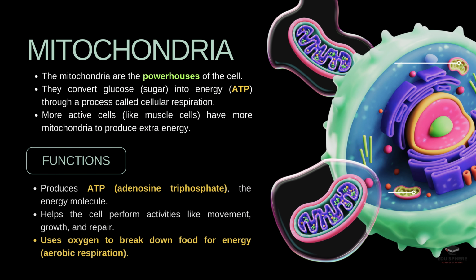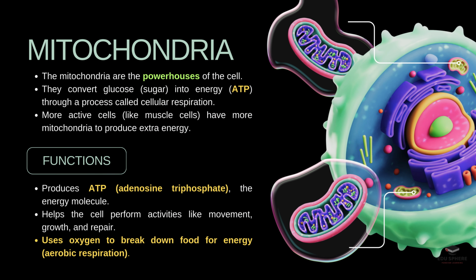Next, let's talk about the mitochondria, often referred to as the powerhouses of the cell due to their essential role in energy production. These organelles are responsible for converting glucose, a type of sugar, into ATP, or adenosine triphosphate, which serves as the energy currency of the cell. ATP powers various cellular activities, including movement, repair, and other functions.